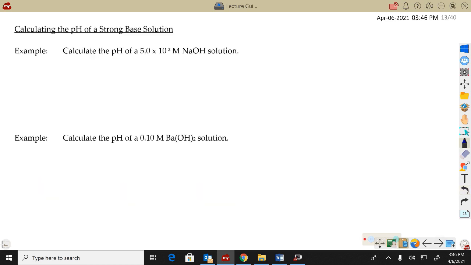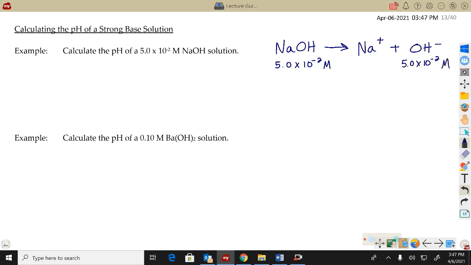Kind of similar with a strong base. A strong base is going to fully ionize. My NaOH will split apart to form sodium ions and hydroxide ions, 100%. So whatever the concentration is, and here it's 5.0 times 10 to the negative second. I don't care about the sodium. That's not going to produce hydrogen, and it's not going to remove hydrogen. It's a spectator. But I would fully produce 5 times 10 to the negative second moles of hydroxide.